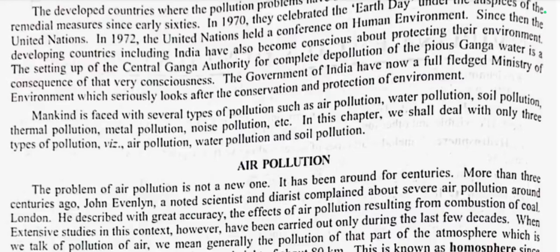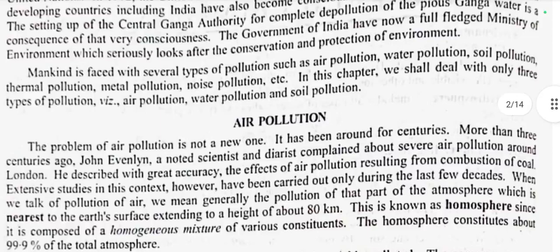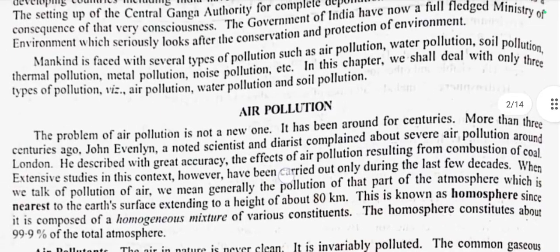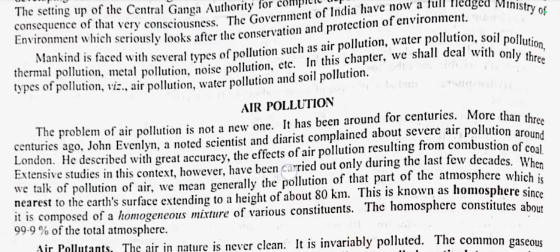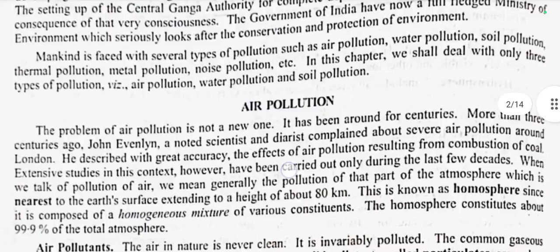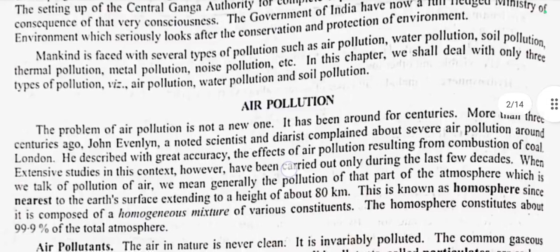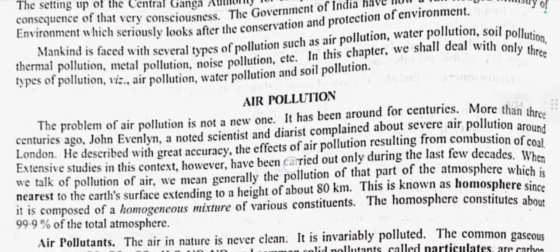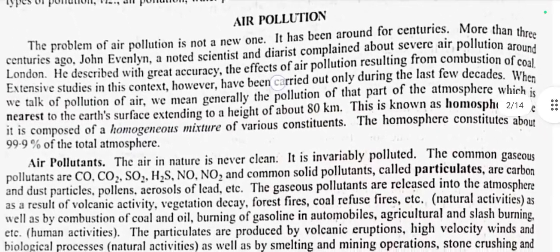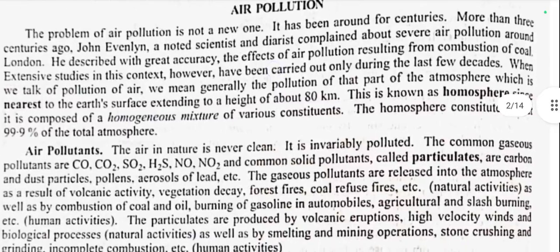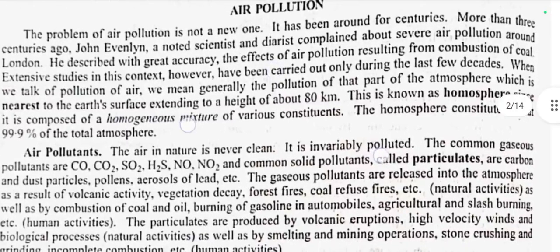Mankind is faced with several types of pollution such as air pollution, water pollution, soil pollution, thermal pollution, metal pollution, noise pollution, etc. In this chapter, we shall deal with only three types of pollution, that is, air pollution, water pollution and soil pollution. Air pollution. The problem of air pollution is not a new one. It has been around for centuries.